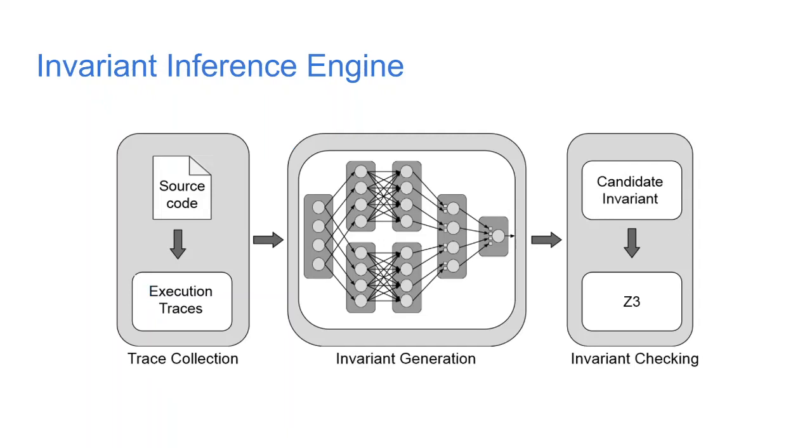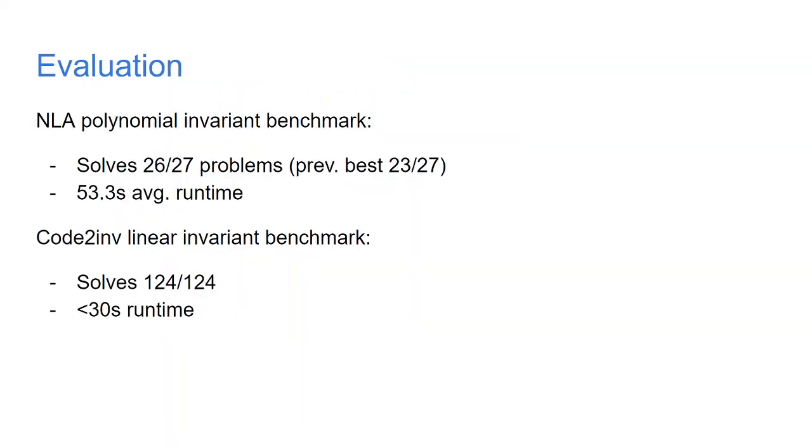Using this neural architecture, we built an invariant inference engine which generates samples to send to GCLN and then checks the candidate invariant using the Z3 SMT solver. Our method solves 26 of 27 problems in the NLA polynomial invariant benchmark, an improvement by 3 from the previous state-of-the-art. Further, it is efficient, requiring only 53 seconds to run.